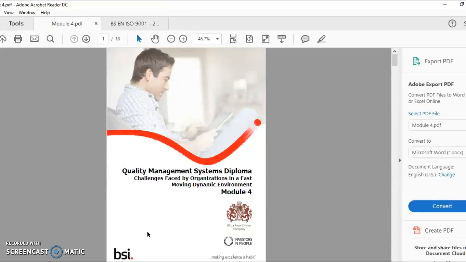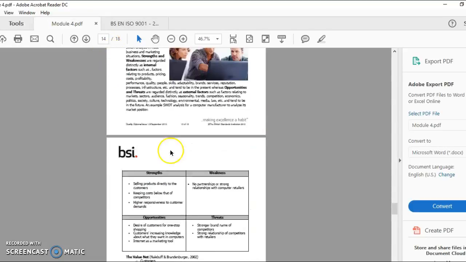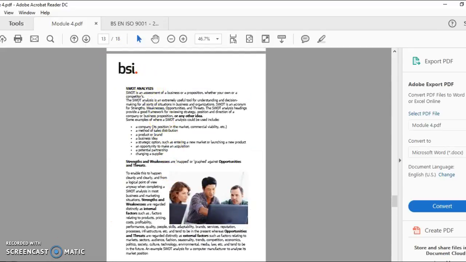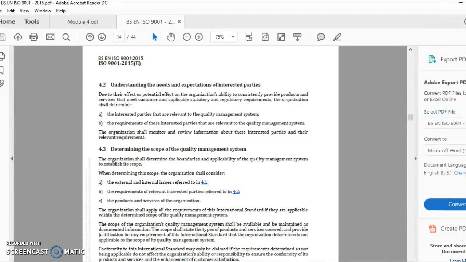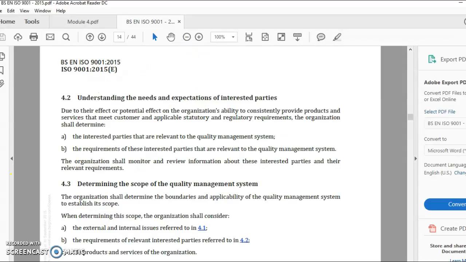We're going to be looking at interested parties, which I believe is section 4.2 of the standard, which is understanding the needs and expectations of interested parties. When it says interested parties, what they're looking for is actually stakeholders.